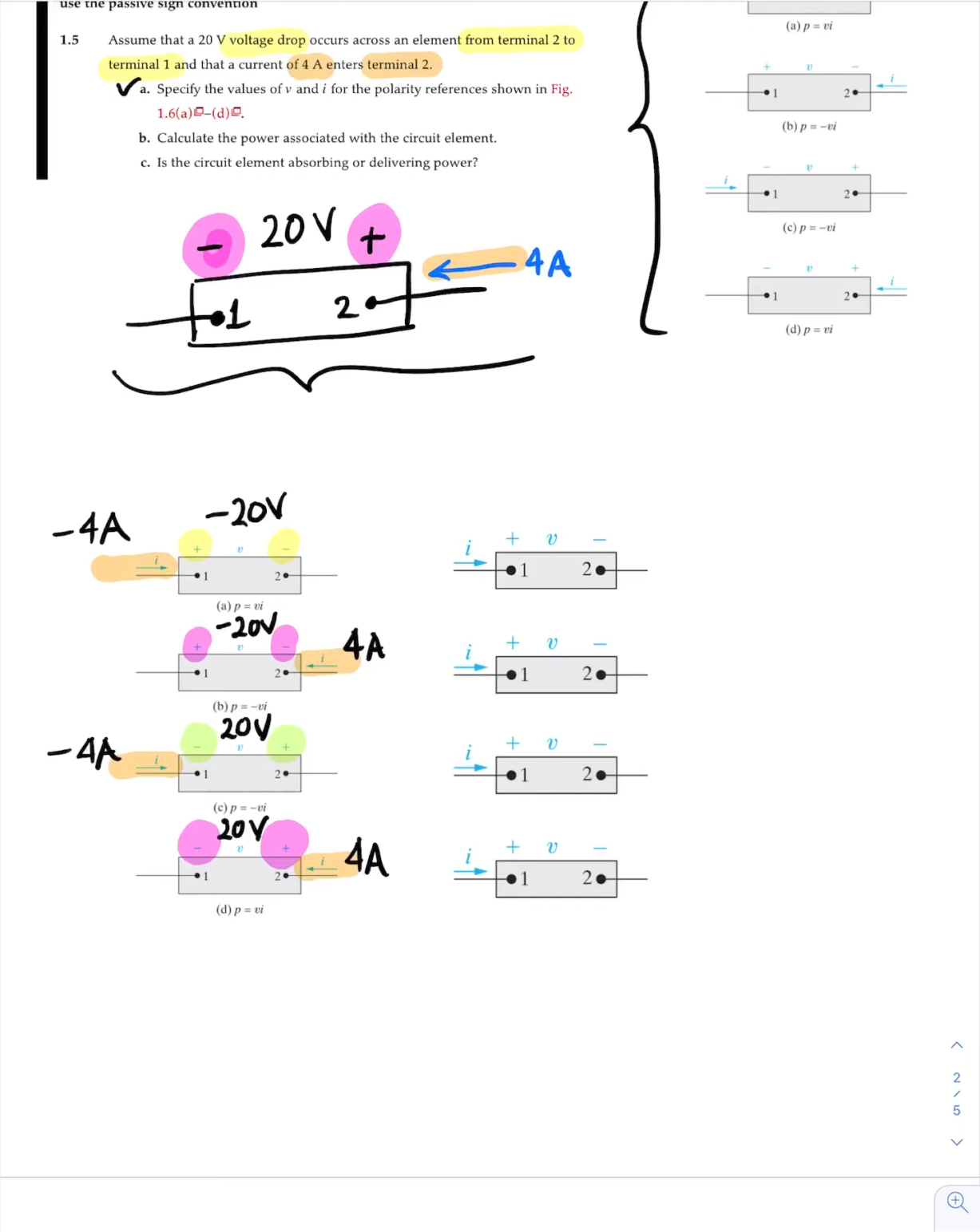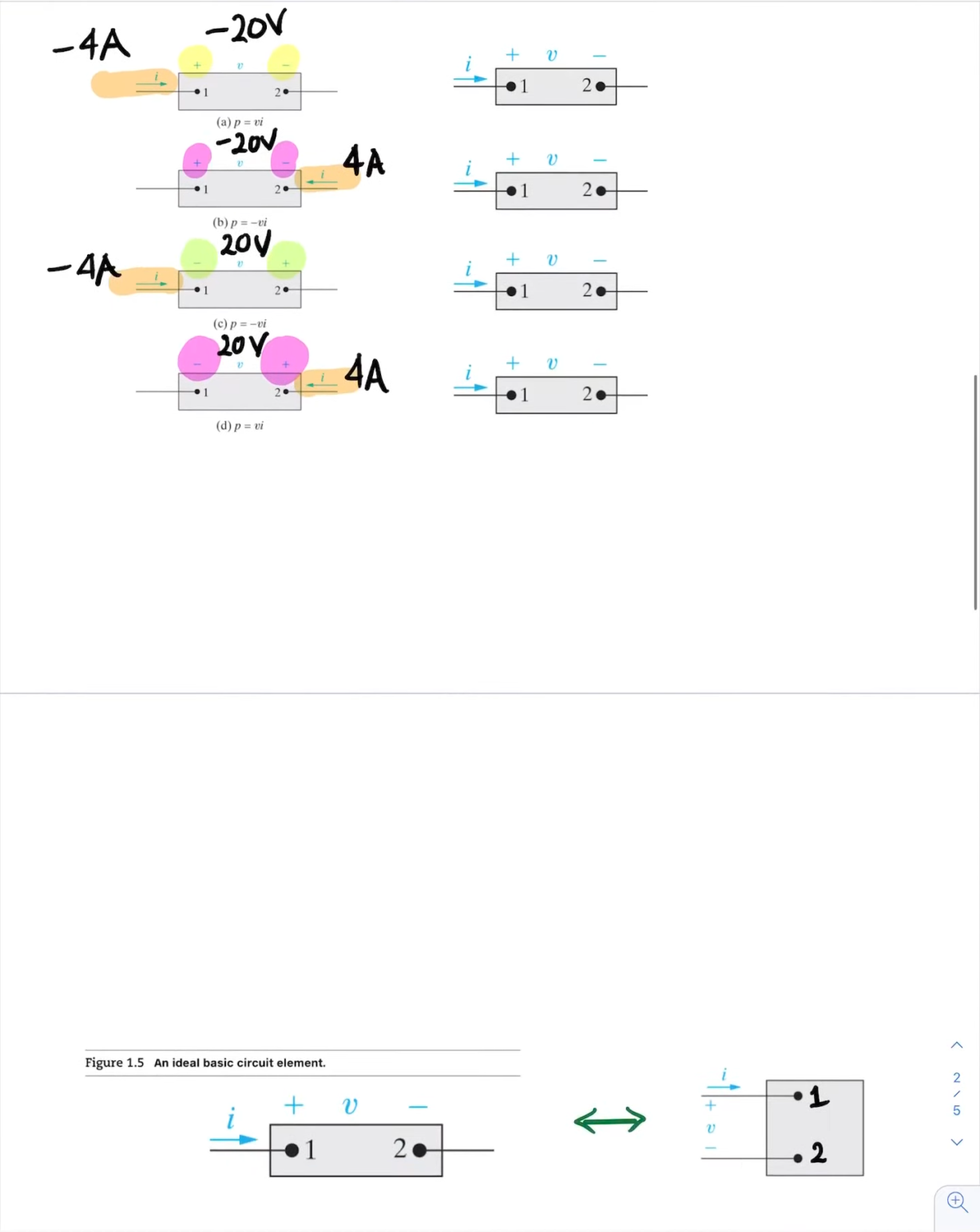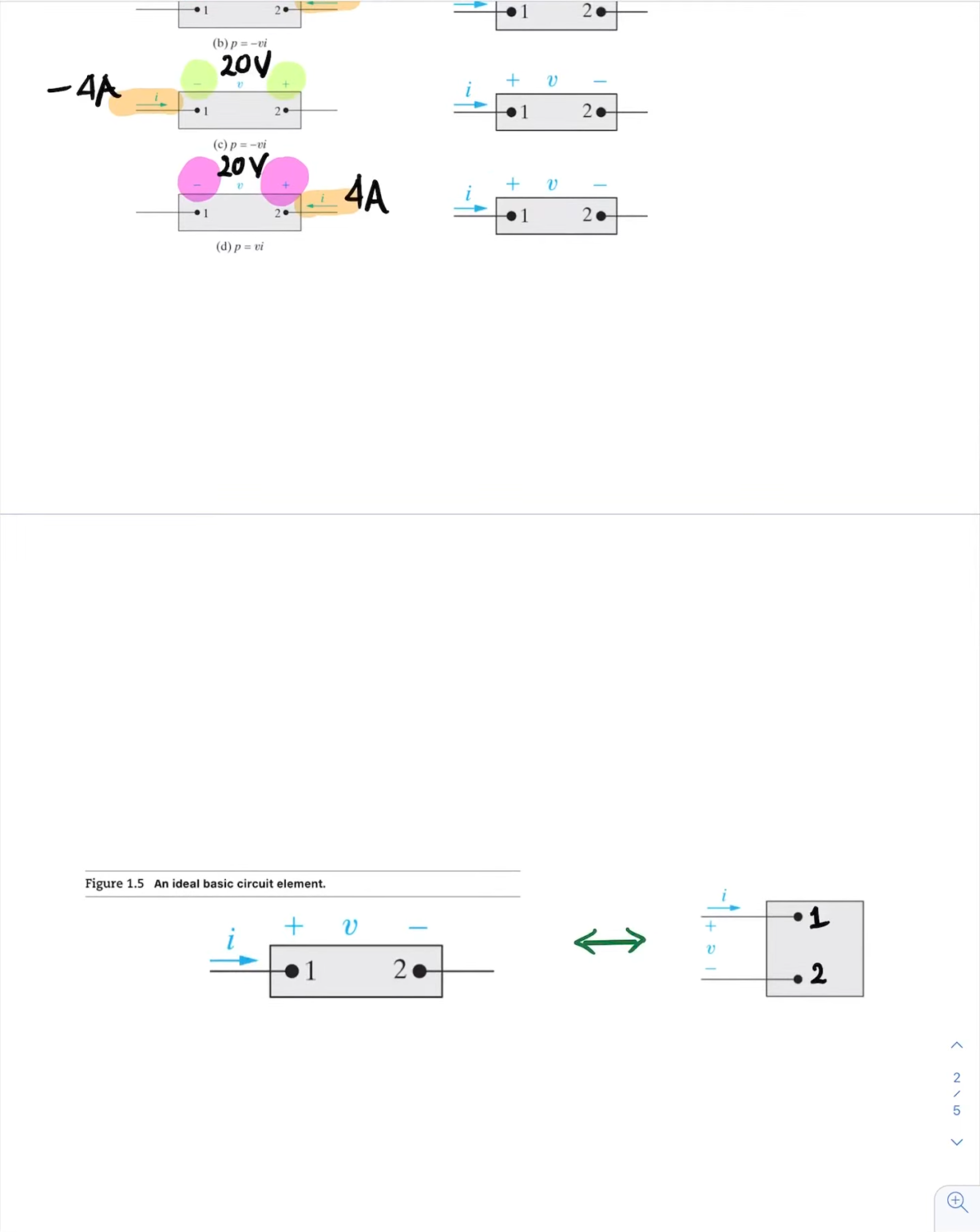Now B says, calculate the power associated with the circuit element. Now we know the passive sign convention tells us that whenever the reference direction for the current in an element is in the direction of the reference voltage drop, such as here or here, then we can use the passive sign convention, which is P equals positive VI.